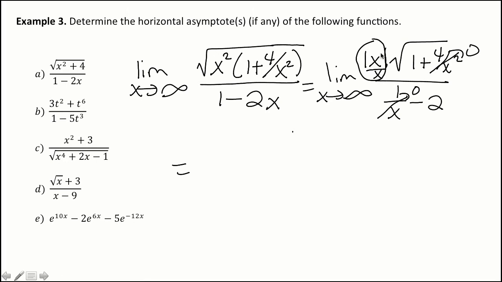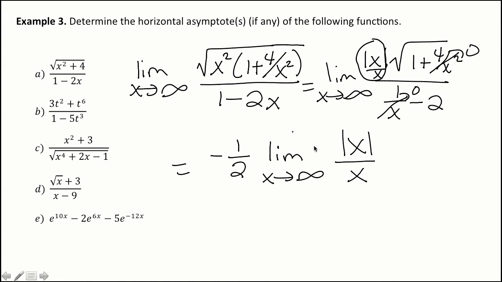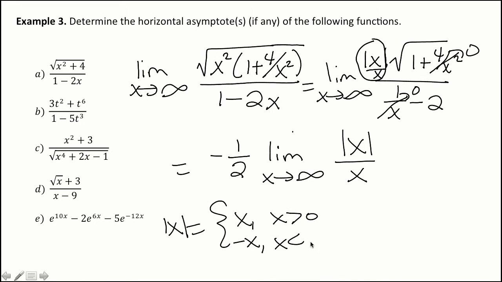So we got to figure out what the limit of that term is. So let me rewrite this as negative 1/2, because this is 1 over negative 2 here, which we can pull out. So negative 1/2 limit x approaches infinity of absolute value of x over x. Remember that the absolute value is a piecewise function. Absolute value of x equals x when x is greater than 0 and negative x when x is less than 0.